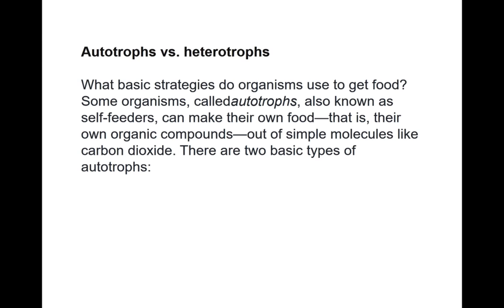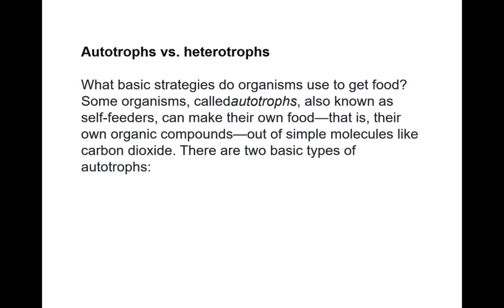Autotrophs versus heterotrophs. We've talked about this before, but what basic strategies do organisms use to get food? Some organisms, called autotrophs, also known as self-feeders, can make their own food, that is, their own organic compounds, out of simple molecules like carbon dioxide. There are two basic types of autotrophs.